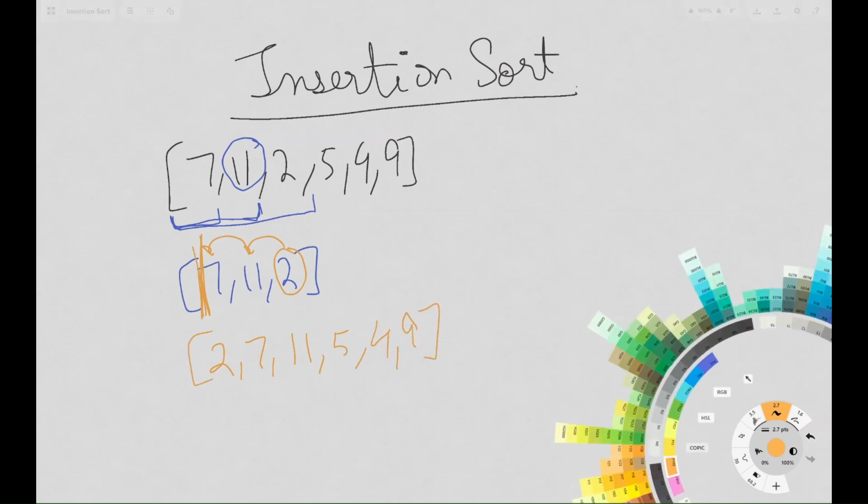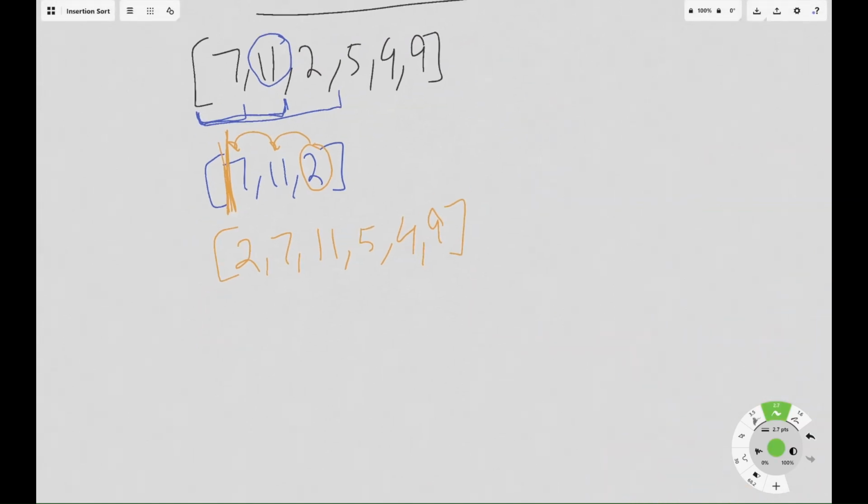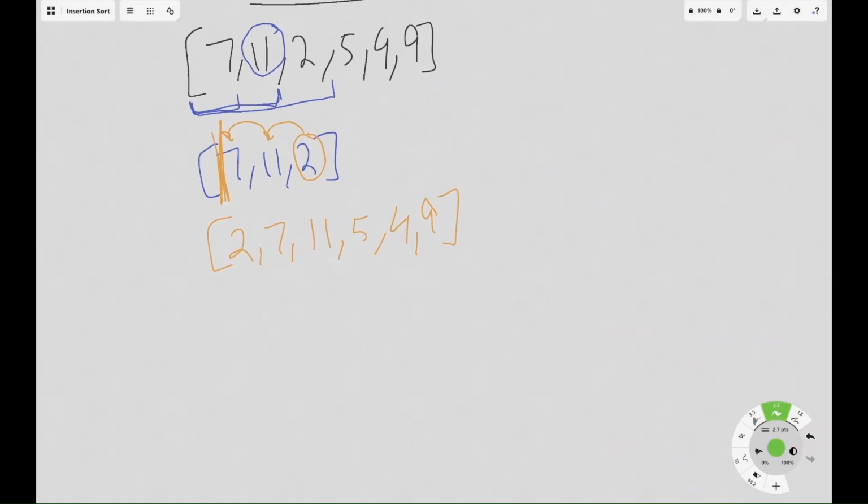Okay. Now what will be the next subarray? Here we had given 3 elements. Now it will be the 4 elements 2 7 11 and 5, and the rightmost element is 5. So now we will check this 5 in the subarray. So 5 is less than 11, 5 is less than 7 and 5 is greater than 2. So this is the correct position where this needs to be inserted. So our resultant array will be 2 5 7 11 4 9.